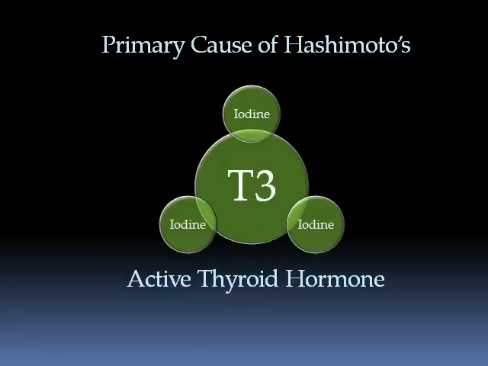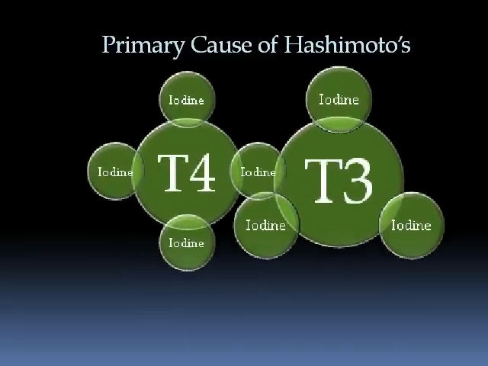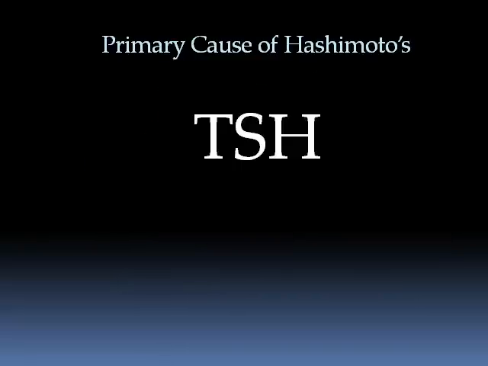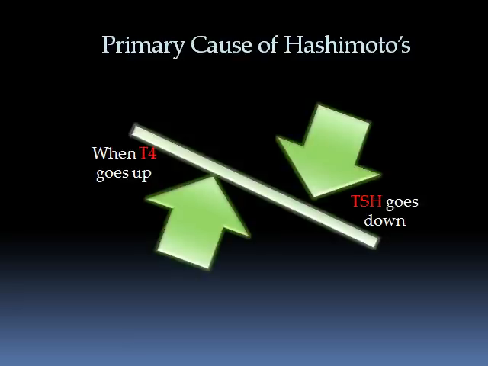This is what normally happens: as the thyroid makes its hormones, those hormones increase in the blood, then TSH levels should come down to counterbalance, like a seesaw effect. As thyroid hormones go up in the blood, TSH comes down.